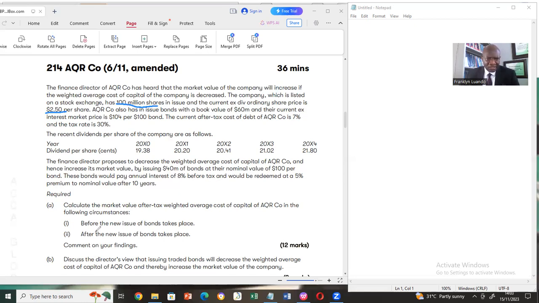The company also has in issue bonds with a book value of $60 million. Their current ex-interest market price is $104 per $100 bond. The current after-tax cost of the debt, this is after tax, is 7%. And the tax rate is 30%.